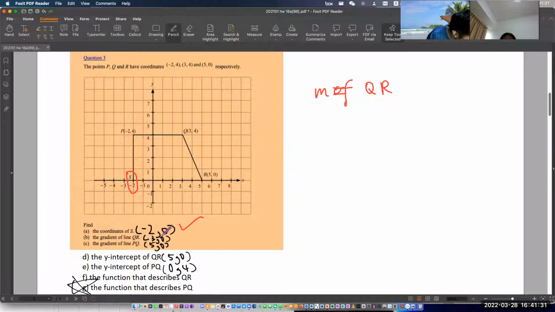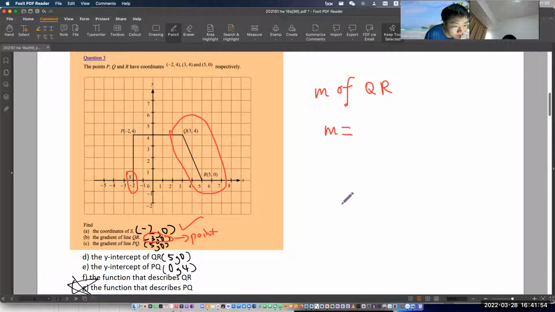So you are showing what? 3, 0, you are showing the point. They are not asking for the point. They are asking for the gradient. How do you get the gradient? Any idea? Gradient of QR. Where's QR? QR is here. So what's the gradient? Can you remember what the formula for gradient is?